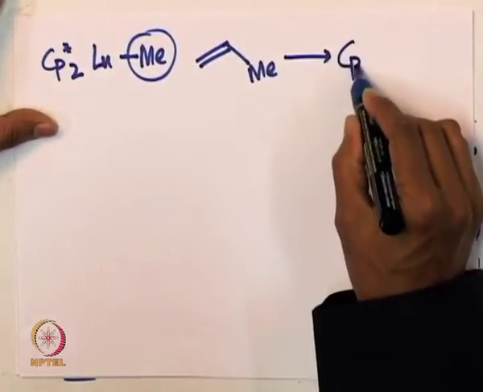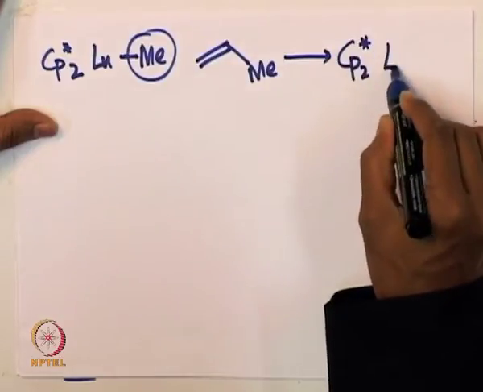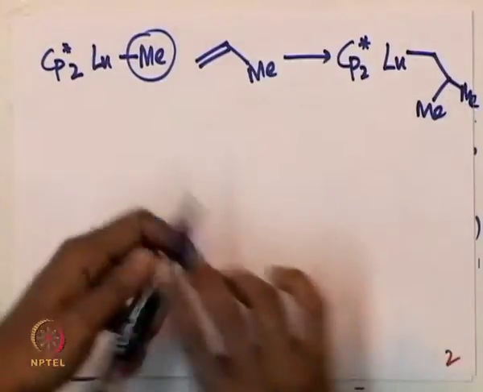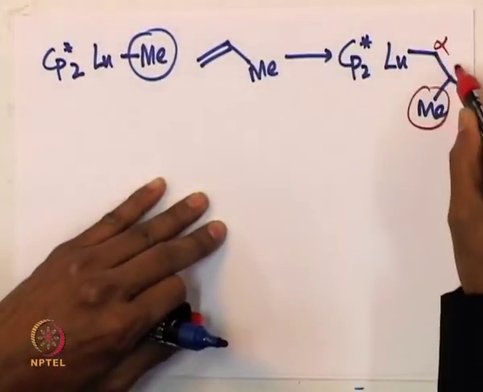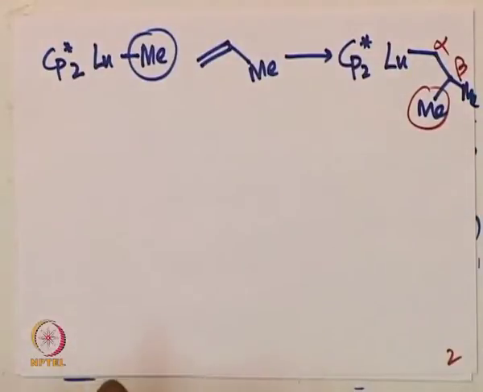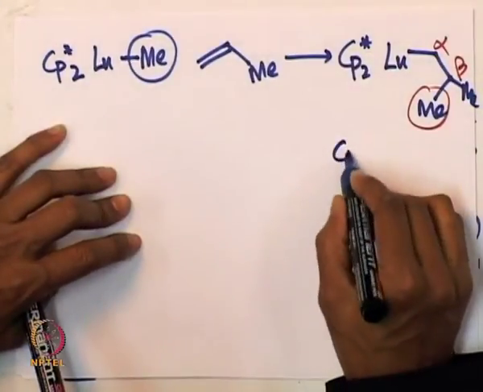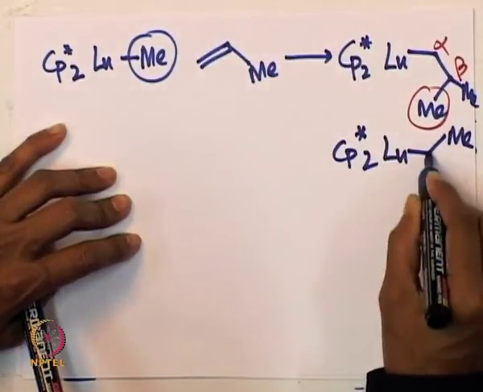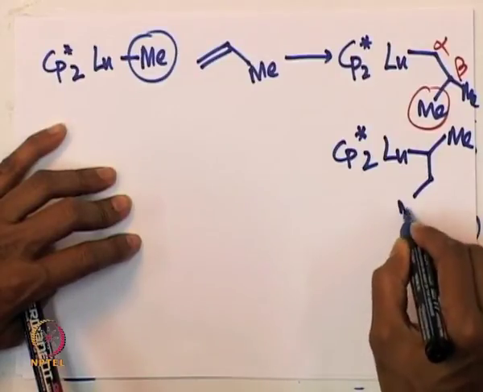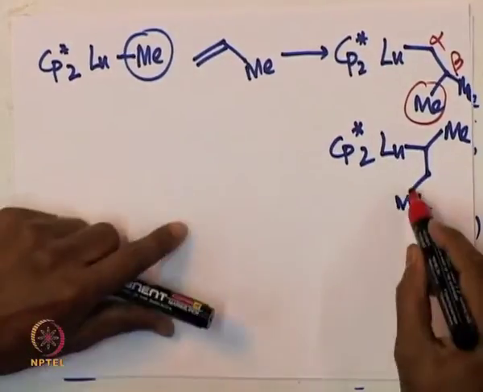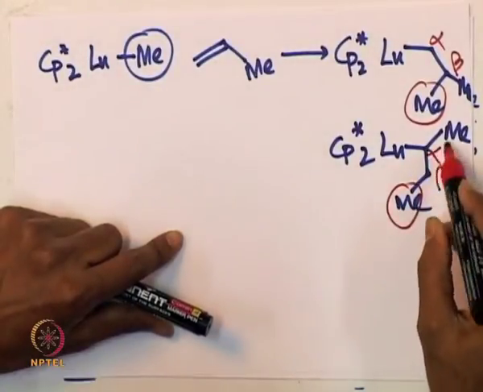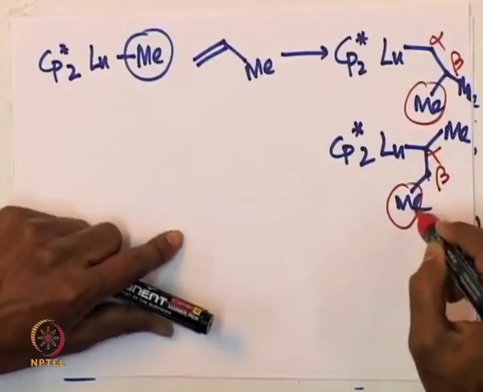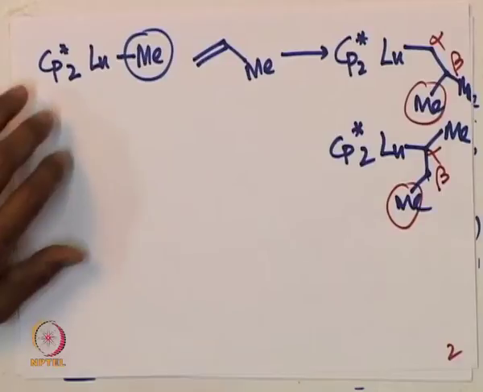Now, let me draw the product. Two products are possible. One of them could be this one, for example. Then you have alpha, beta, of course the beta-migratory insertion product. The other one would be your Cp star, the same compound, but here you have the methyl group at, let us say, over there. Now, in this case again, this is the alpha one, this is the beta one. So, it all depends how the olefin is oriented and where the alkyl group is getting migrated.